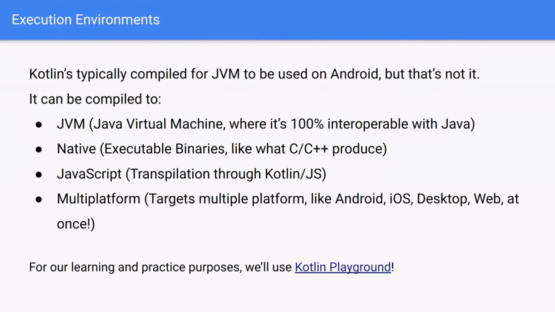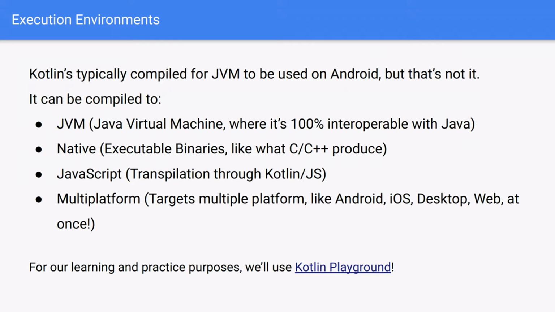Let's talk about execution environment. What we mean by that is that Kotlin can be compiled to any number of platforms or targets. It can be easily compiled to JVM, on which the Android ecosystem is based. That basically runs the Java bytecode and it is 100% interoperable with Java, so we can easily use Kotlin anywhere we can use Java.